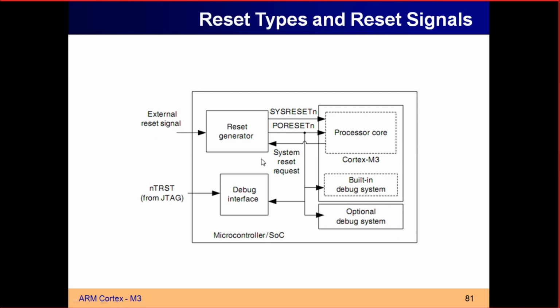External reset signal connected to reset generator. This reset generator will be generating the corresponding reset, system reset or power on resets. Power on reset will reset the processor core, debug system, and debug interface. All these things will be reset. But in system reset, only the processor core and the peripherals will be reset except the debug interface. And JTAG reset will be given to the JTAG in a debug interface.